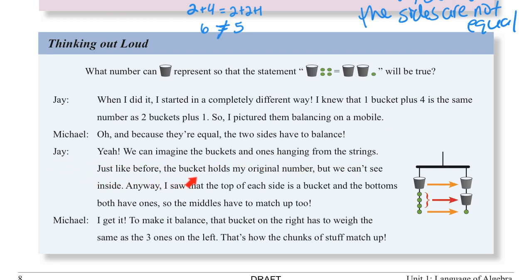Just like before, the bucket holds my original number, but we can't see inside. Anyway, I saw that the top of each side is a bucket and the bottoms both have ones, so the middles have to match up too. So what he's talking about is these match, so this part needs to match. Michael said, I get it. To make it balance, that bucket on the right has to weigh the same as the 3 ones on the left. That's how the chunks of stuff match up.